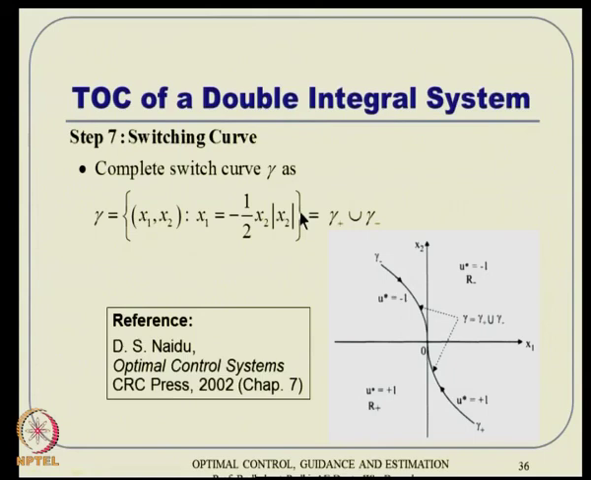Alright, so we can combinedly write them as something like this. Let me form a union of these two curves, gamma plus union gamma minus, and combinedly it can be written something like that. X1 is nothing but equal to minus half of x2 times modulus of x2. Yeah, this will represent this side and that will represent that side actually. So, this is called the switching curve actually.